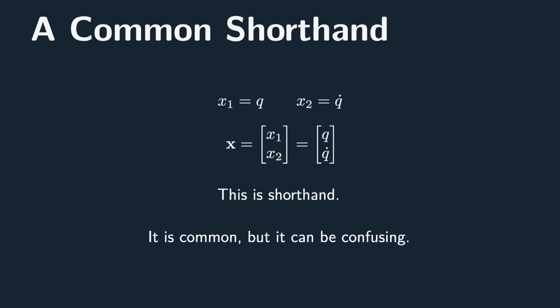A common shorthand appears in many textbooks and worked examples. After defining x1 equals q and x2 equals q dot, the state vector is sometimes written as x equals [q, q dot]. This is the same state vector written using the state definitions. This notation is not wrong, but it can be confusing when you are learning state space. The second entry, q dot, is not an instruction to differentiate q inside the state vector. It is shorthand for the second state variable x2. So this notation only makes sense after the state variables have been clearly defined.